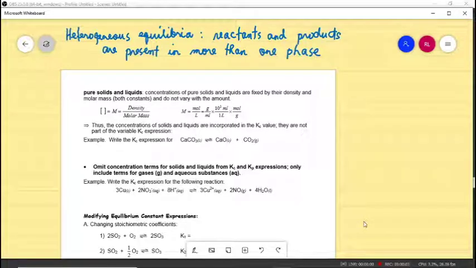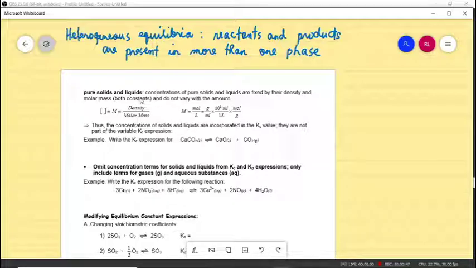In this video, we are going to talk about heterogeneous equilibria. If we have homogeneous equilibria, we also have heterogeneous equilibria, in which the reactants and products are present in more than one phase. Unlike in homogeneous equilibria, wherein all the substances, the reactants or products, are present in one phase, in heterogeneous equilibria you can find at least two different phases. And these phases may include pure solids and liquids.